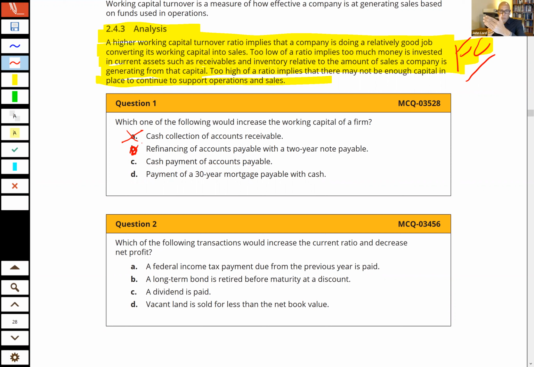Cash payment of an account payable is simply going to do what? That's going to be a 1-for-1. That's going to what? Decrease the numerator or decrease both. Okay, I'm not talking about the ratio here. They say the working capital. I'm defaulting into the ratio. It's going to decrease the current assets. It's going to decrease the current liability by the same amount. That's going to be a wash. Payment of a 30-year mortgage is going to reduce my current assets and have no effect on my current liabilities.